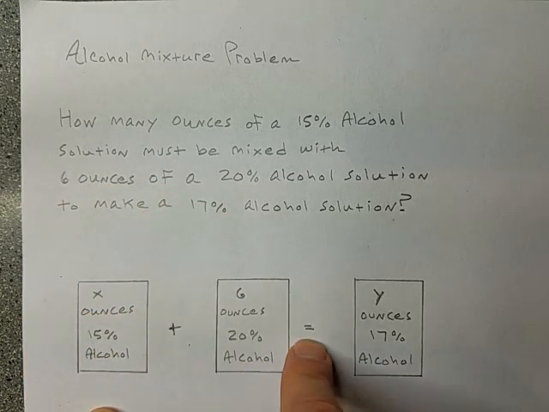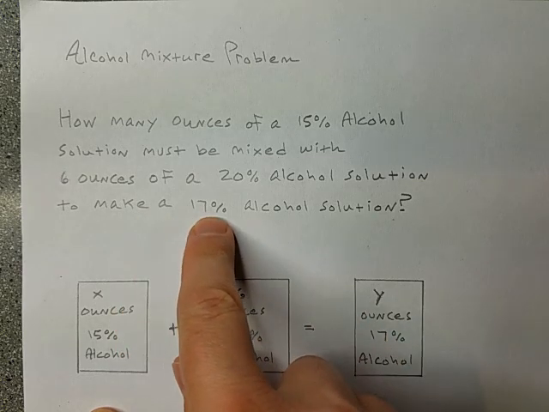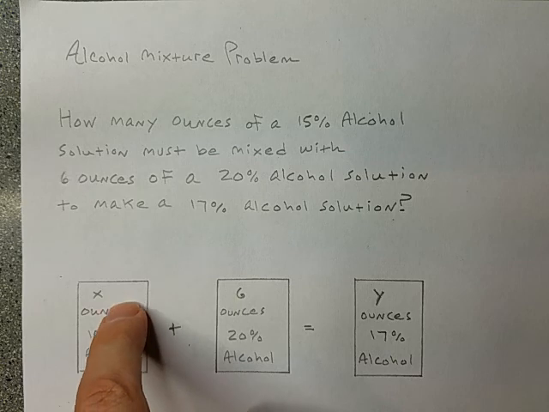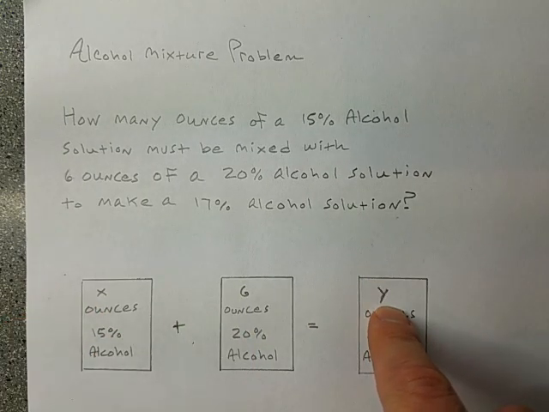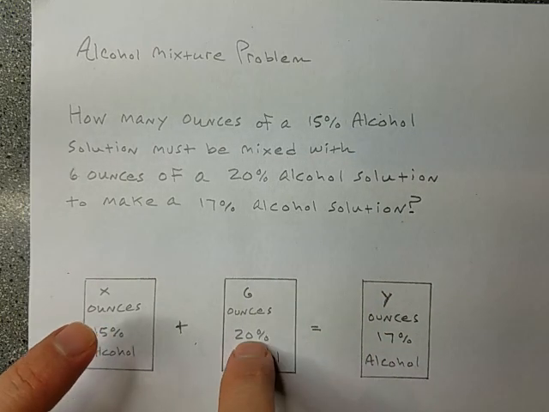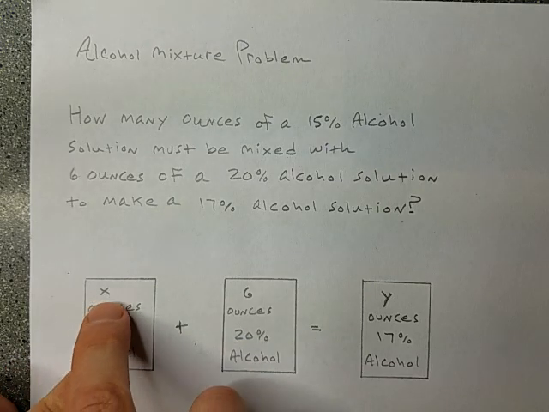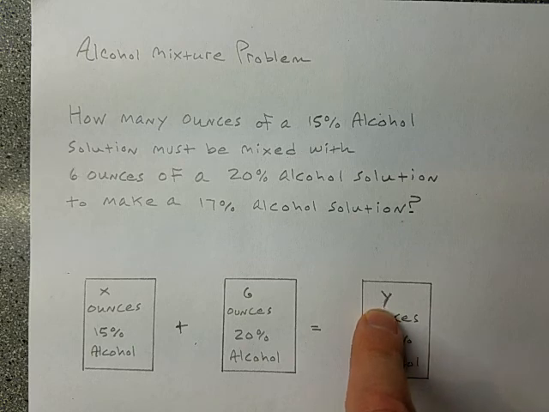And how many ounces am I going to get? Well, I don't know. If I mix 6 ounces with some unknown amount, I don't know how much there's going to be. So I'll have to say Y ounces because I don't know the volume of this resulting mixture. When you pour these two containers together, if I don't know how much is in this one, I don't know how much is in the mixture, okay?